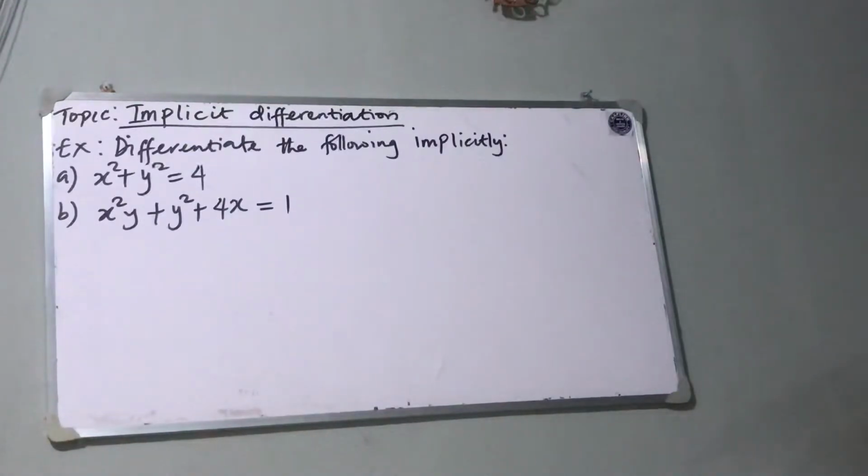Now, we're asked to differentiate the following implicitly. x squared plus y squared equals 4, and x squared y plus y squared plus 4x equals 1.